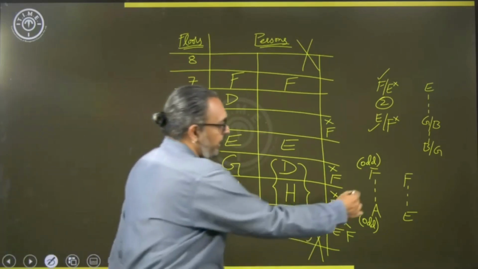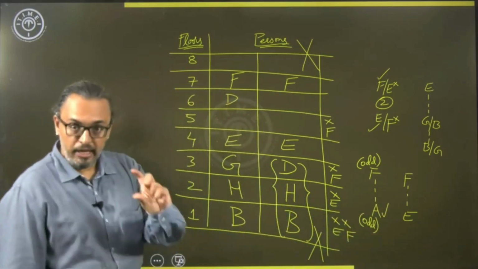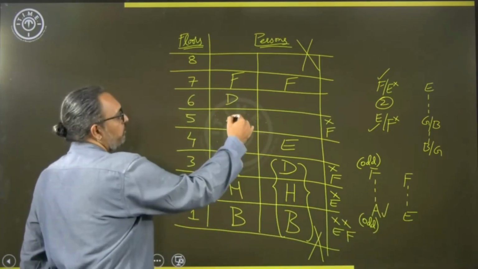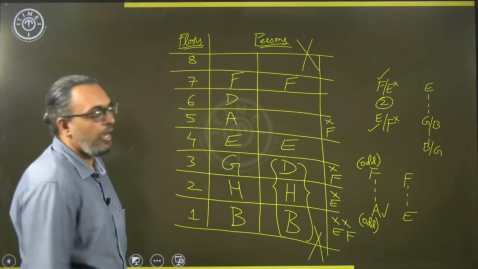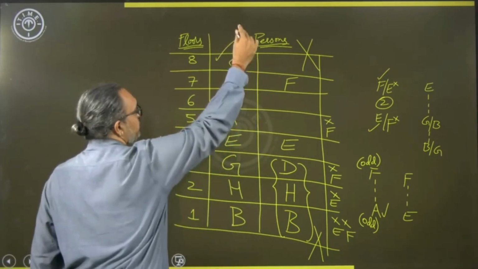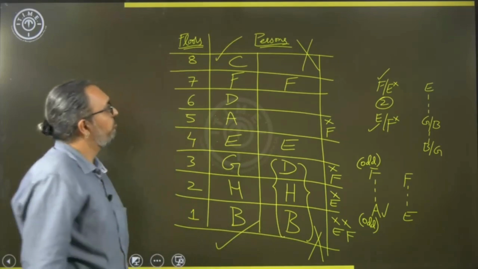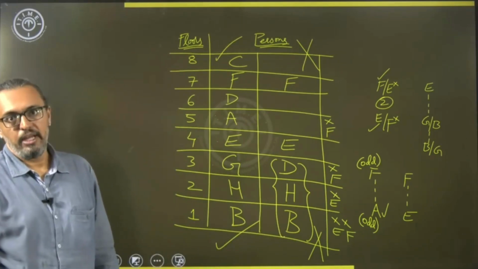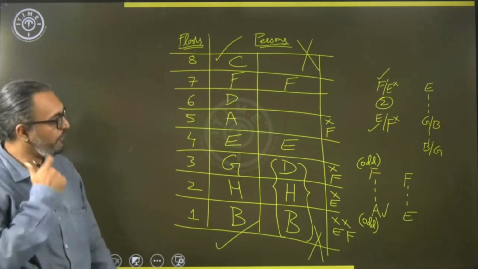And then we know that A has to come below F in an odd number. The only odd number available is the 5th floor, so you give A, and the remaining person you have is C. So that confirms our final floor arrangement. Okay, yeah.